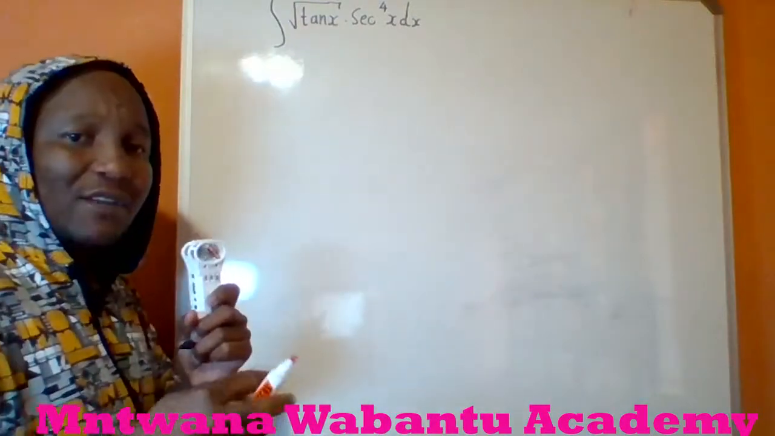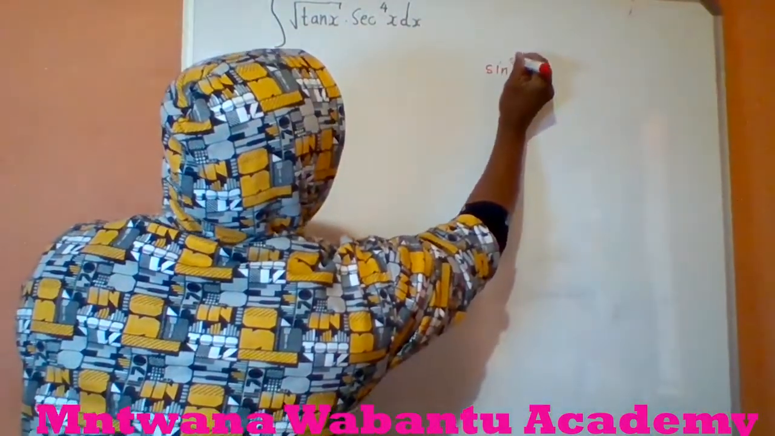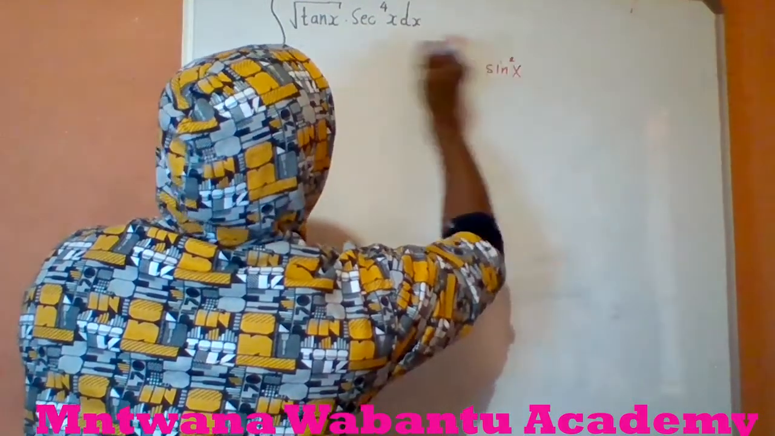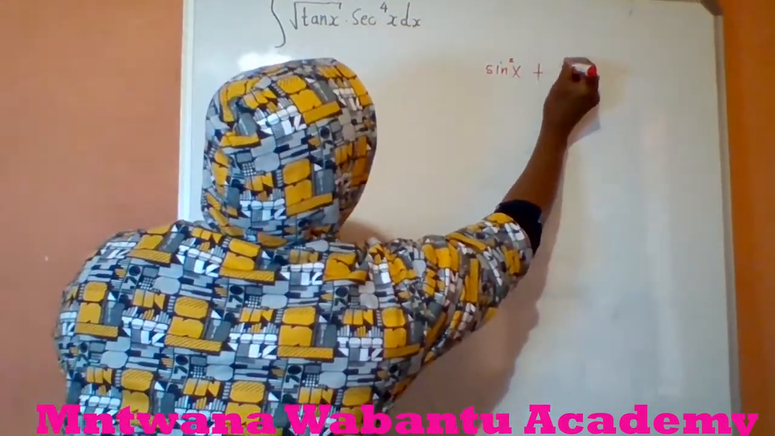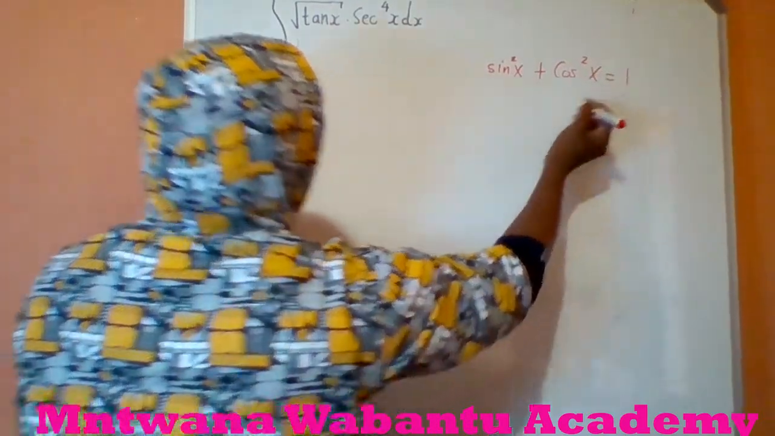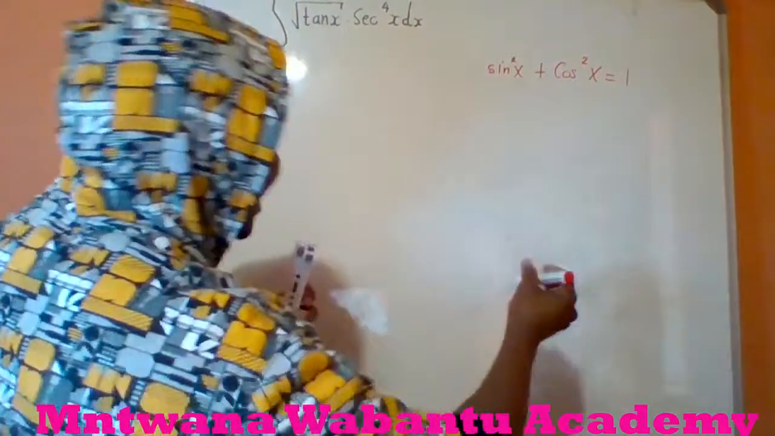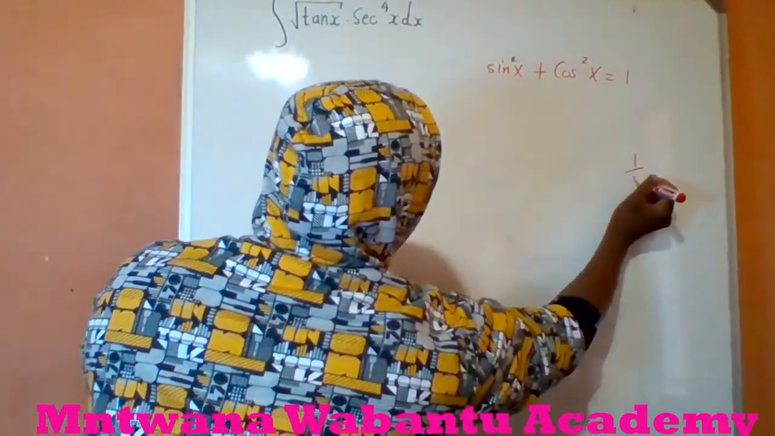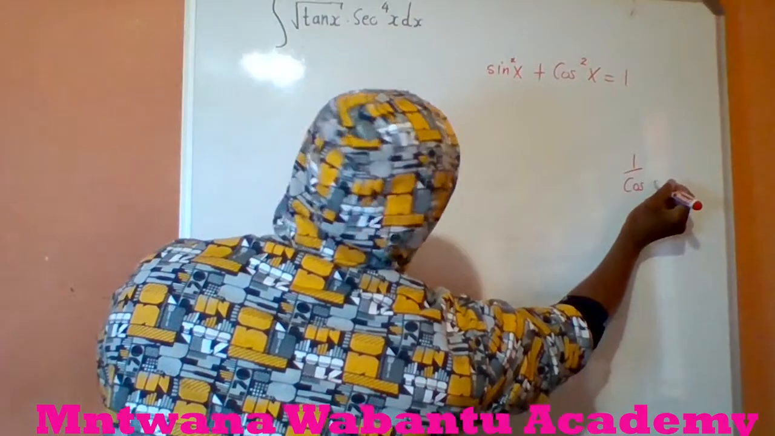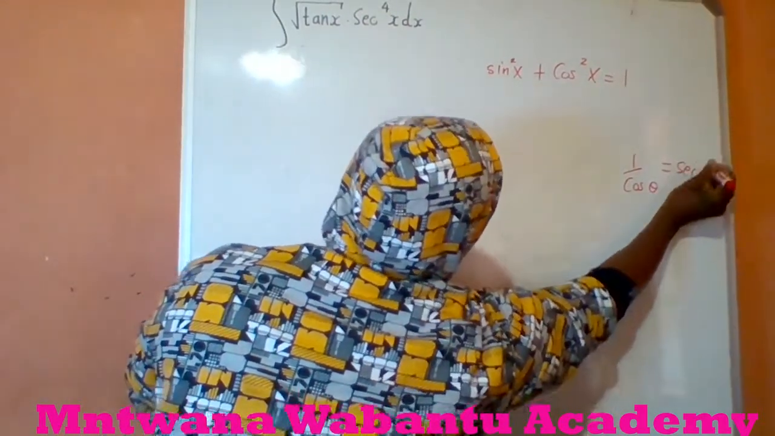So we have a basic identity, which always says if you have sine square of an angle, let's say x for this case because we use x, plus cos square of the same angle, it's always equal to 1. So I want to produce tan and sec. So what is sec? If you have 1 over cos of anything, let's say of theta, this is the same as sec of the same angle theta.